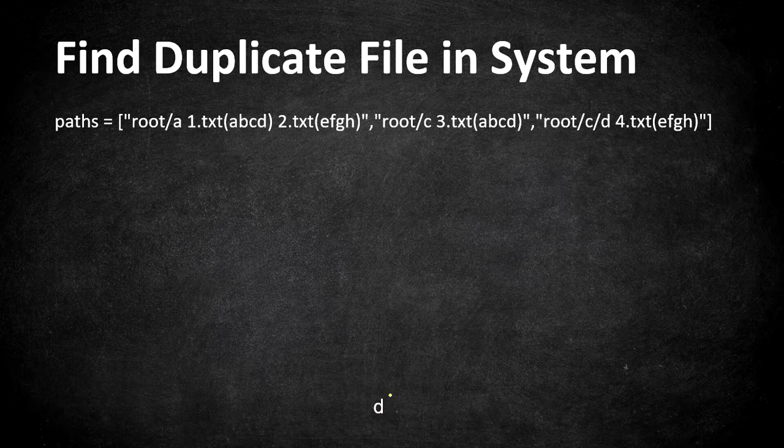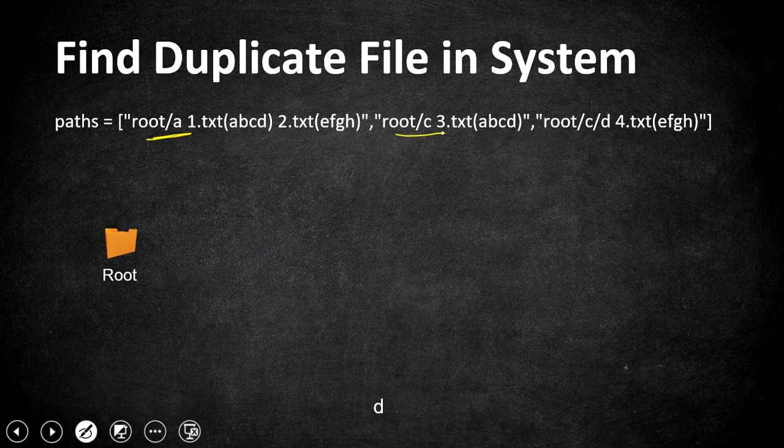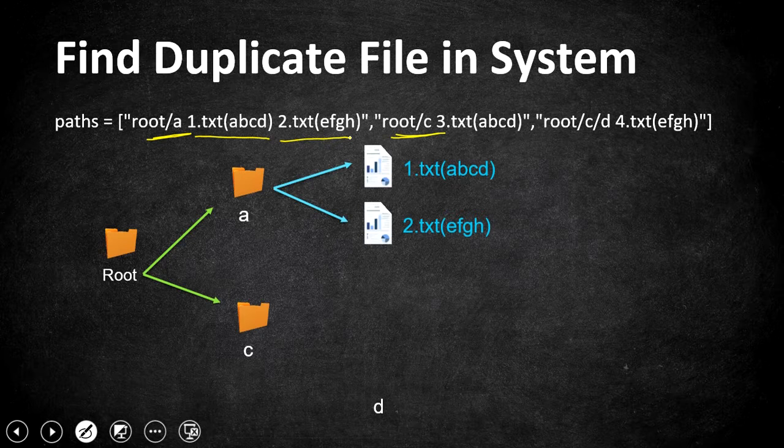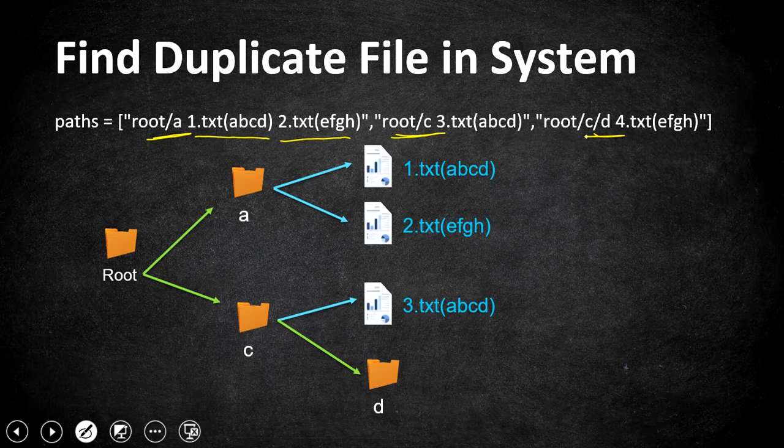So here is our given input path, and it has a root directory. Our file system will always start from a root directory, and the first directory given here is root. A and C are the subdirectories, so from root we have A and C as another set of folders. Inside A we have two text files, which are 1.txt and 2.txt, and inside folder C we have one text file, which is 3.txt, and another directory, which is D, and inside D we have another text file, which is 4.txt. So this is the folder structure we have been given in our input.